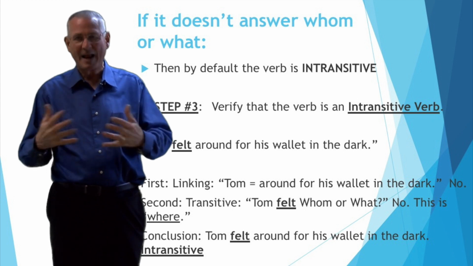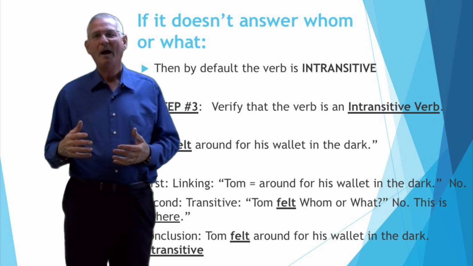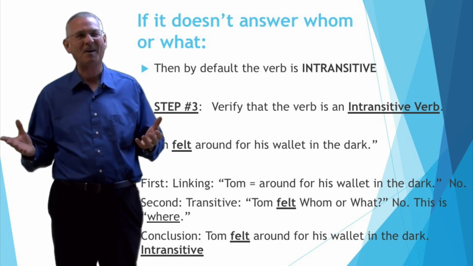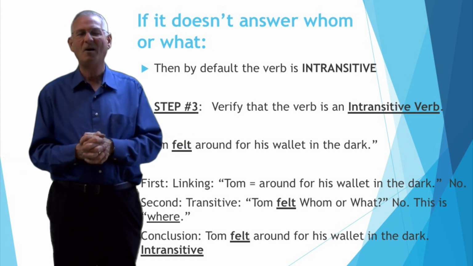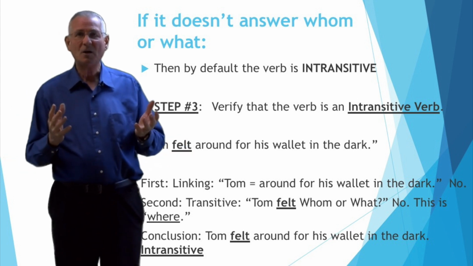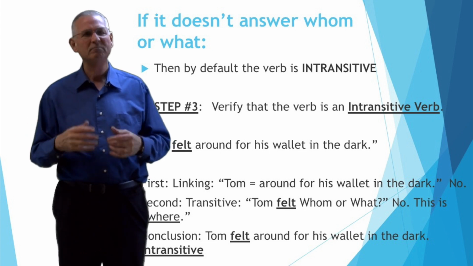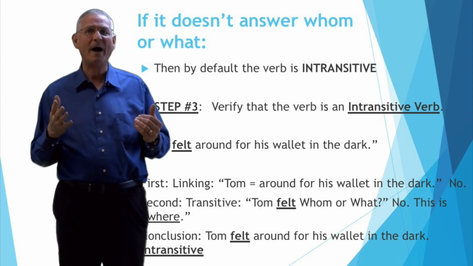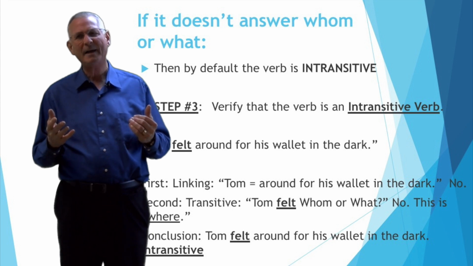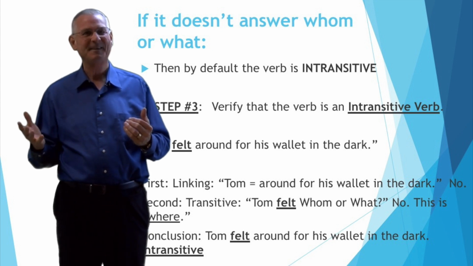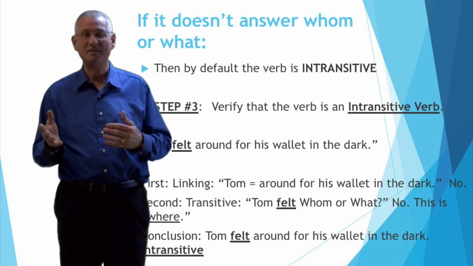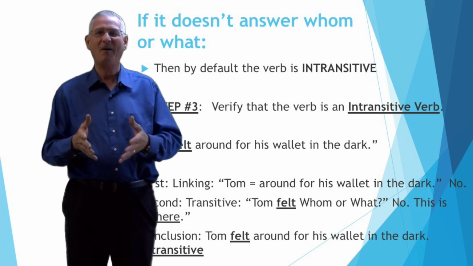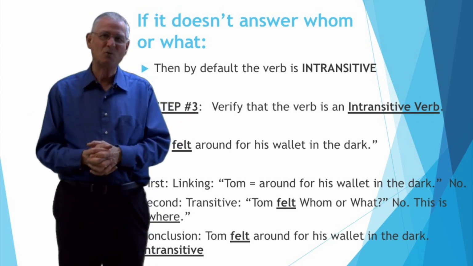And that takes me to the next sentence for intransitive. Let's just use the sentence, "Tom felt around for his wallet in the dark." Okay, we always start with linking. Tom equals around for his wallet in the dark. Doesn't make sense. So we go to the next step. Whom or what? Tom felt whom or what? Well, that doesn't answer really whom or what. It answers where he felt for his wallet, not what he felt. Therefore, felt is an intransitive verb, and the action stops at felt.